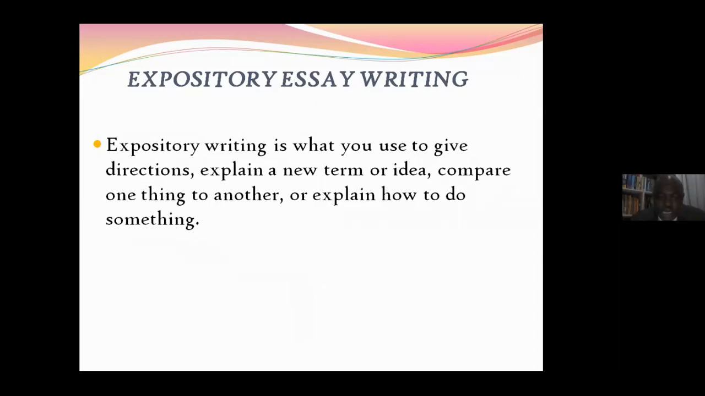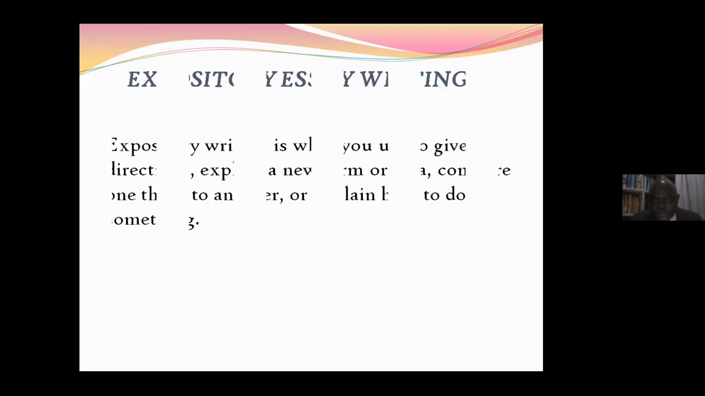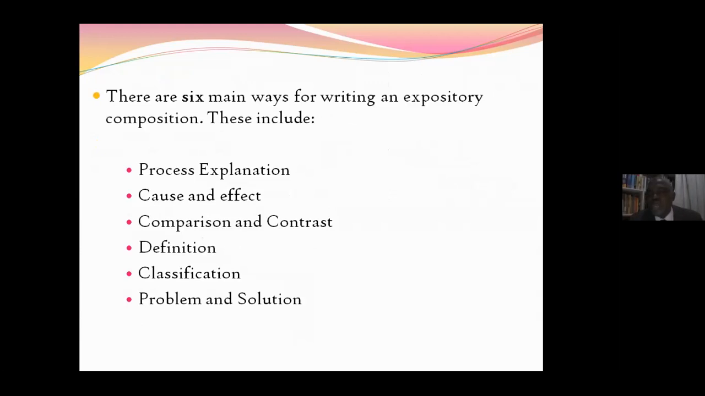I'll end up calling a part a fuse. I'll end up calling a part a plug. I'll end up calling a part a mouse. I don't know, so I cannot answer such a question. That is expository, where you expose your knowledge over something. There are six main ways of writing an expository composition: process explanation, cause and effect, comparison and contrast, definition, classification, problem and solution. What should we focus on?